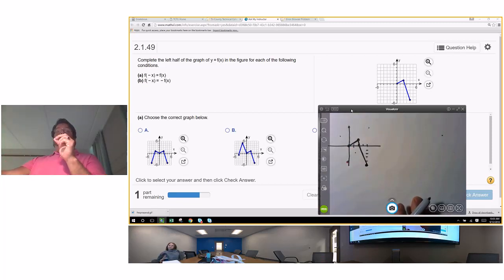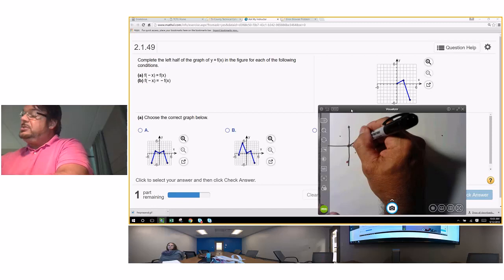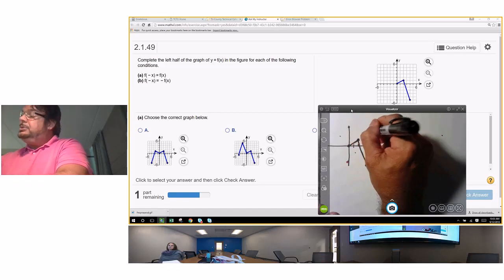Now, what is it asking? It's asking f of -x. It says complete the left half of the graph. This is y is equal to f of x. So this is y equal to f of x.